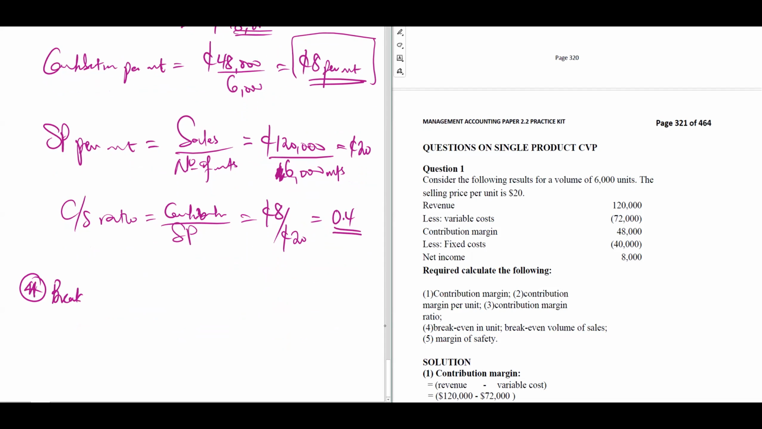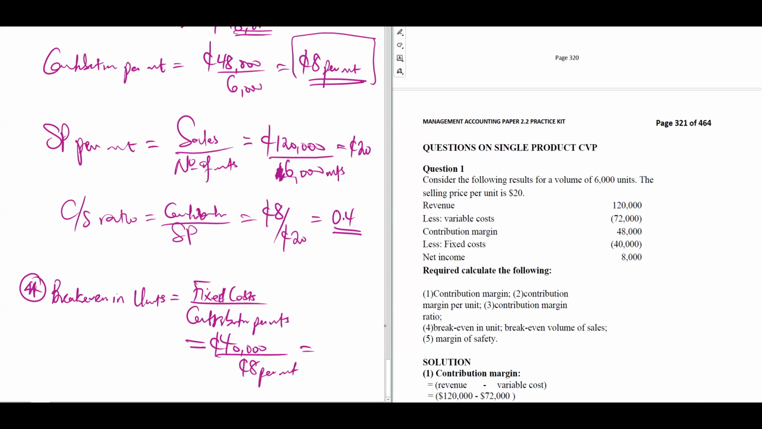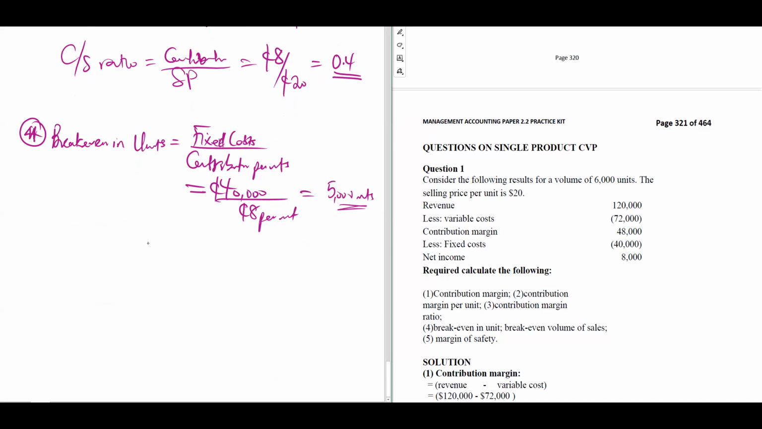How do we get break even in units? Give me the formula. Break even in units is fixed cost over our contribution per unit. In the question, how much was fixed cost? Fixed cost was 40,000 cedis divided by our contribution per unit, which is 8 cedis per unit, right? And that gives us 5,000. Okay. So always, I told you management accounting is always about commentary, right?